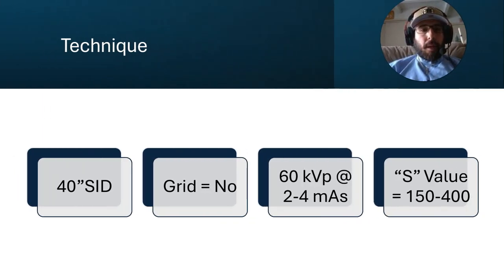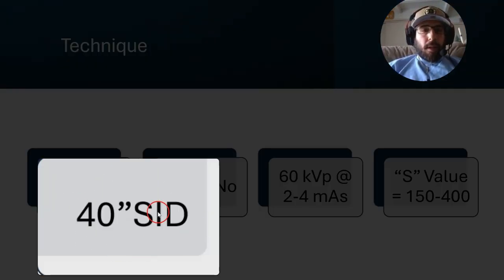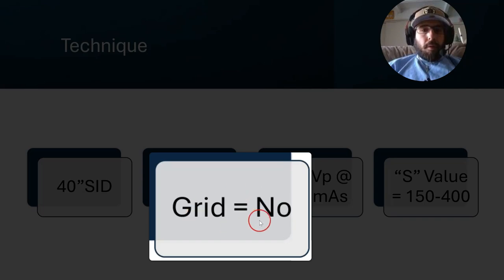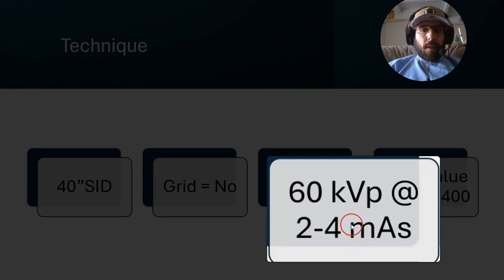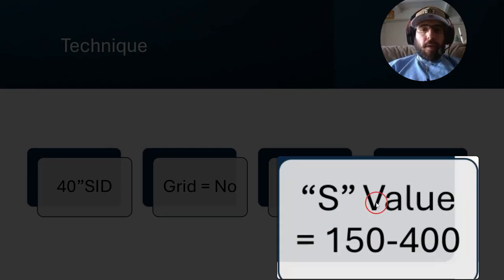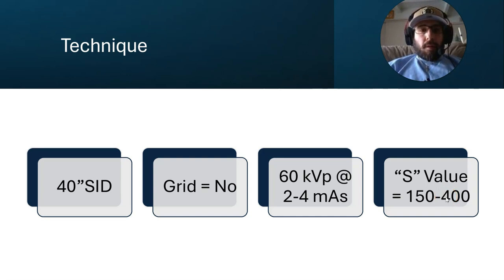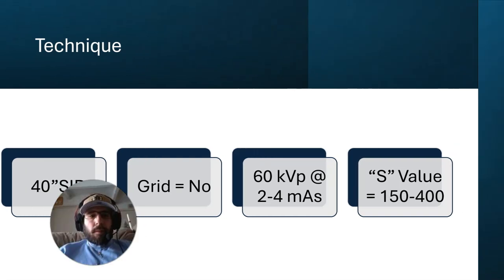Alright, let's talk about technique. So we have a 40-inch SID with no grid. We got 60 kVp, anywhere from 2 to 4 mass. And our S value should be anywhere from 150 to 400. And this looks very similar to upper extremity because it is. So don't overcomplicate these things for yourselves.